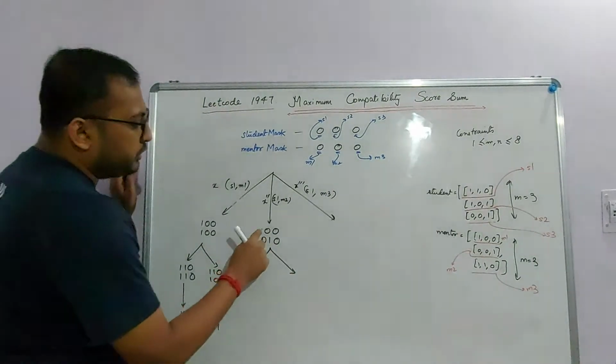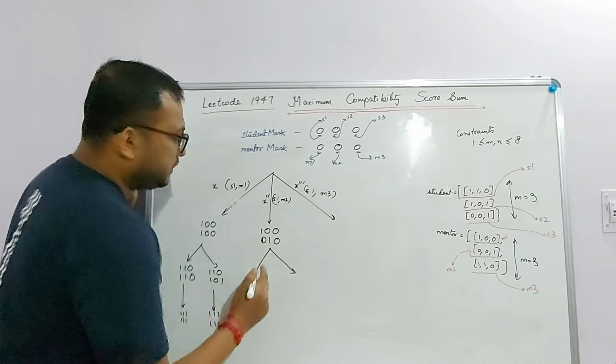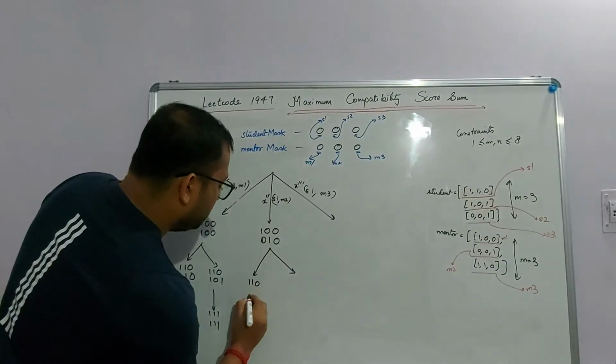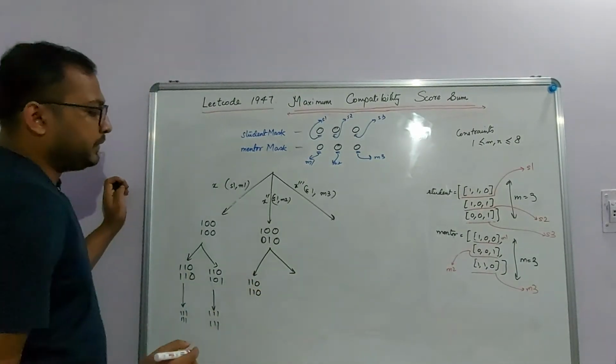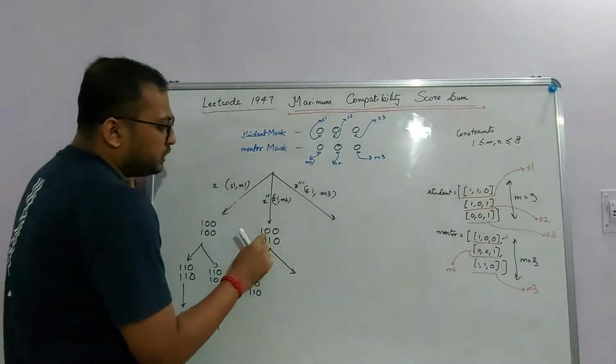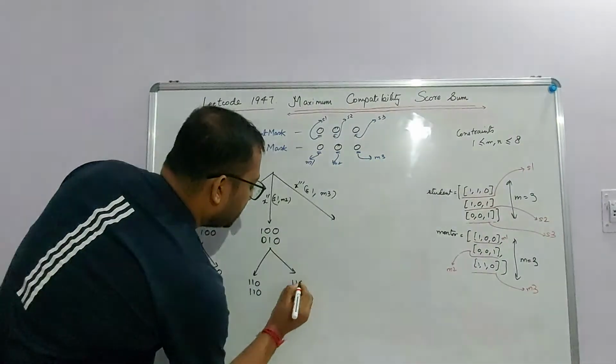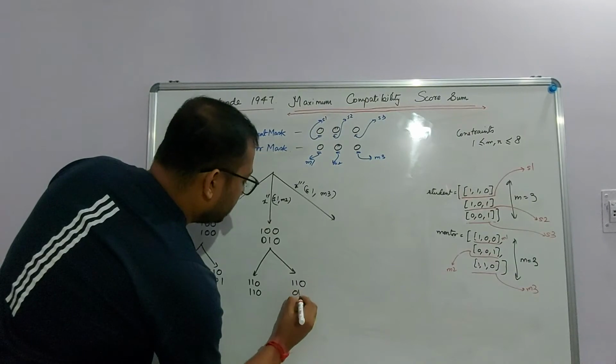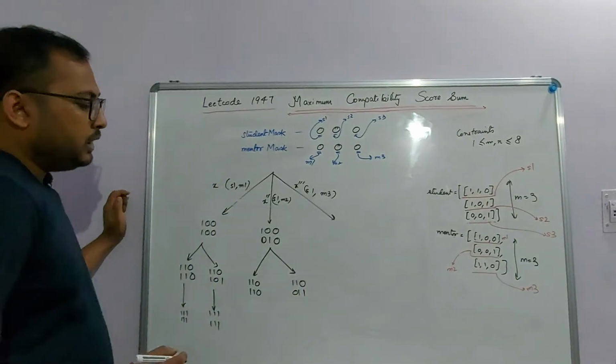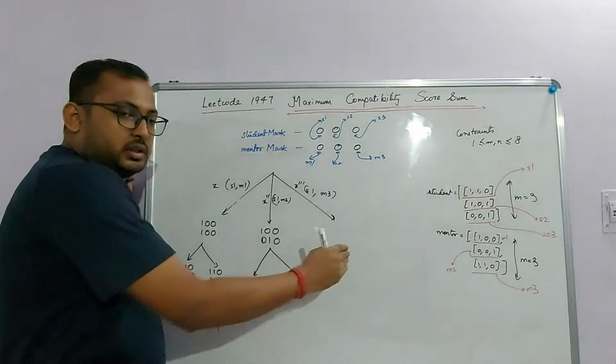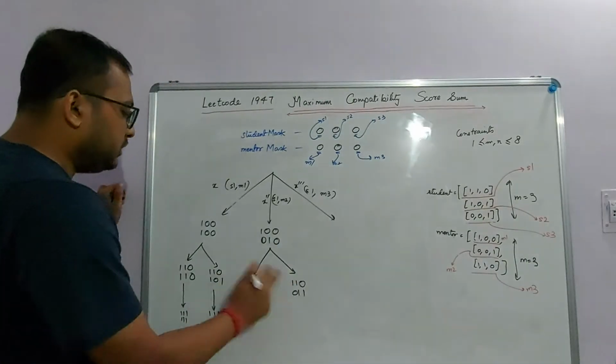Okay, now I take student 2 and I match it with mentor 1. So I have 1 1 0 and 1 1 0 again. I can also match student 2 with mentor 3. So I can have 1 1 0 and I can have 0 1 1 here. So for a particular student I try to match it with the mentors. So that is also done.